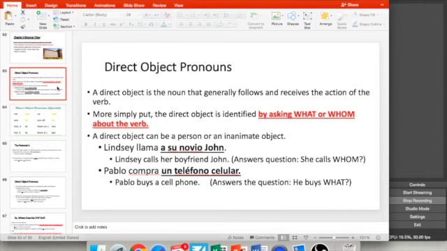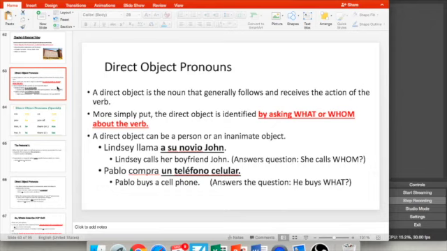Lindsay llama a su novio John. Well, Lindsay calls whom, or she calls what? She calls John in this case. So in some cases, your direct object can actually be a person, or sometimes it's just an inanimate object. So in this case, Lindsay calls her boyfriend John. John is the person and also the direct object of the verb calling in this sentence.